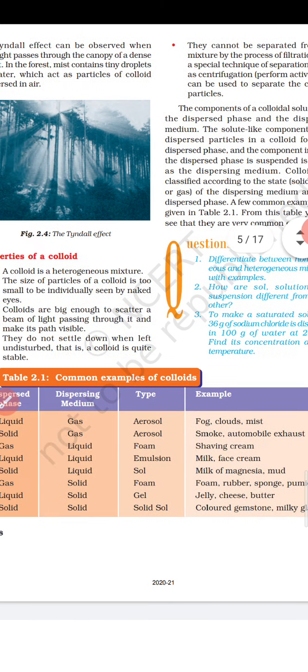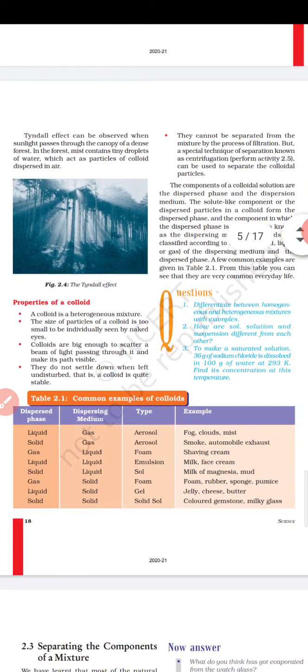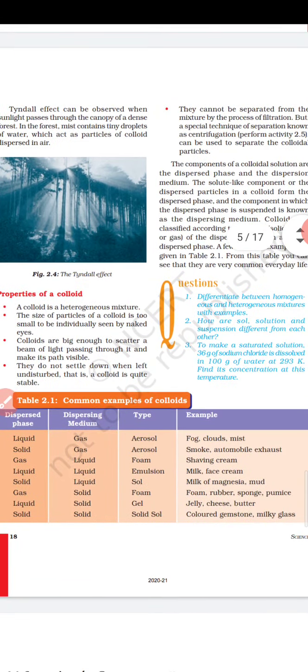Also learn these common examples of colloid. यहाँ से भी क्वेश्चन पूछे जा सकते हैं. These are some common examples of colloids. For example, fog, cloud, mist, what is the dispersed phase in this and what is the dispersing medium in this, and what do we call them? These are aerosol, and the dispersed phase in fog is liquid and the dispersing medium is gas.